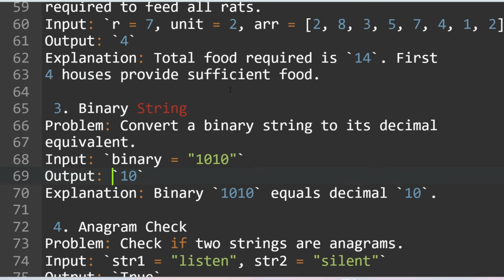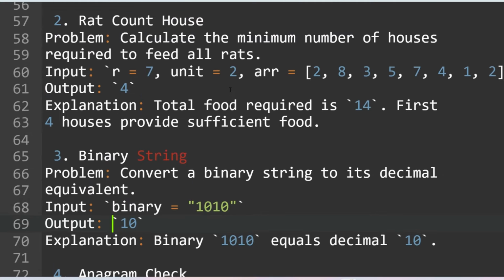Okay, so let's go to the second question, that is the rat count house. The same problem, rat count house, was asked in the previous year, and this year the question was asked too. That is regarding this.